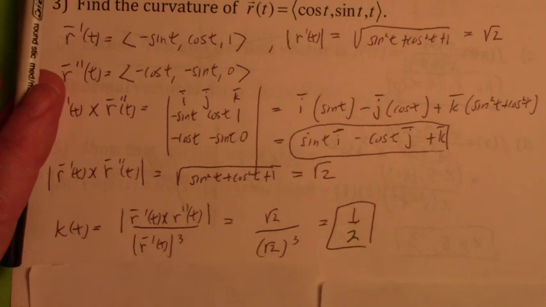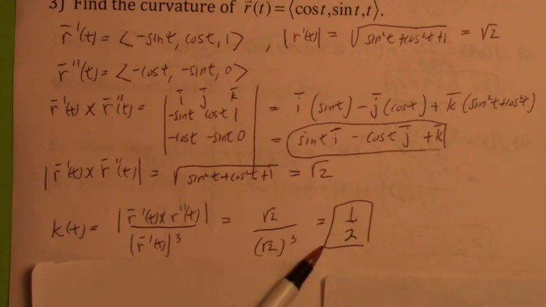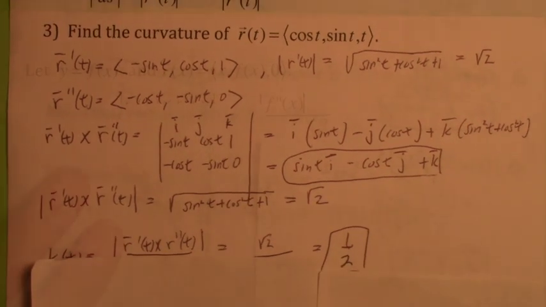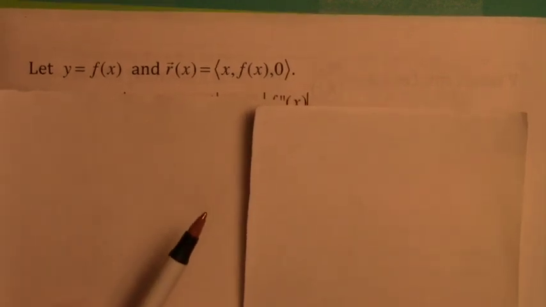So we get this. The curvature is square root of 2 divided by square root of 2 cubed. Don't forget to cube this. So that turns out to be 1/2. Interesting, huh? There's yet another way. Let's see. I think this becomes number 4.